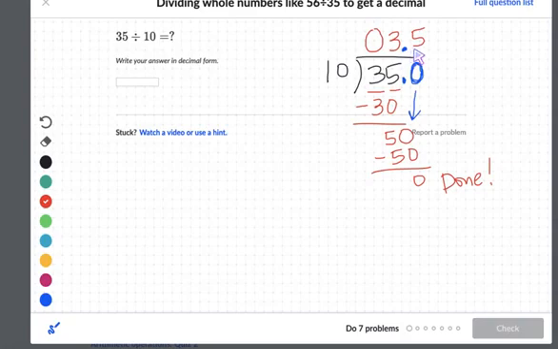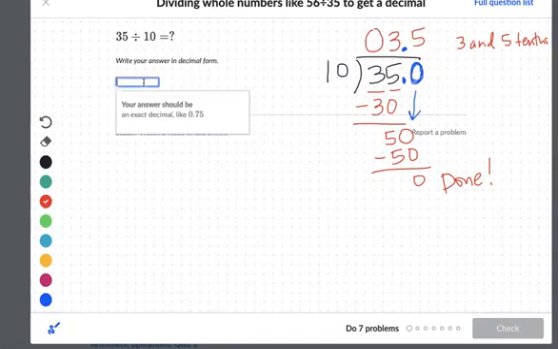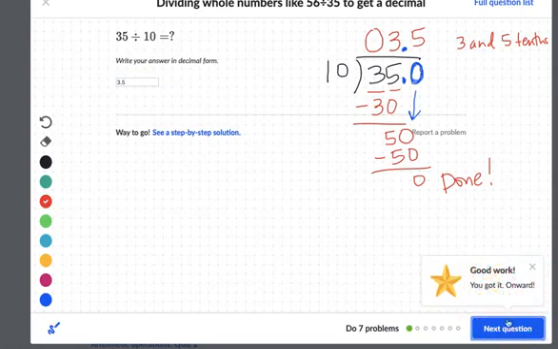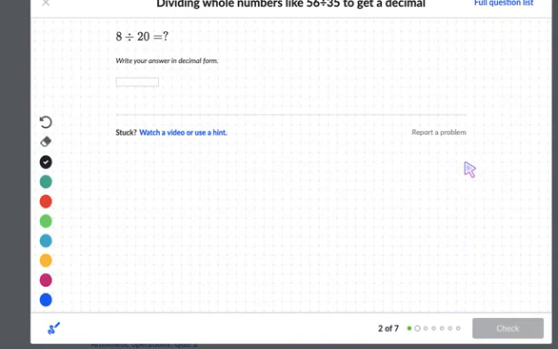This is my answer, 3.5, or 3 5/10. The shortcut way of saying it is 3.5, but we're supposed to say it 3 5/10, because that's the leftover part that we try to divide again amongst 10 people. So now they get a fractional part of it, or decimal part. So I'm going to type in my answer, 3.5, and there we go. Go ahead and try the next one on your own. 8 divided by 20.